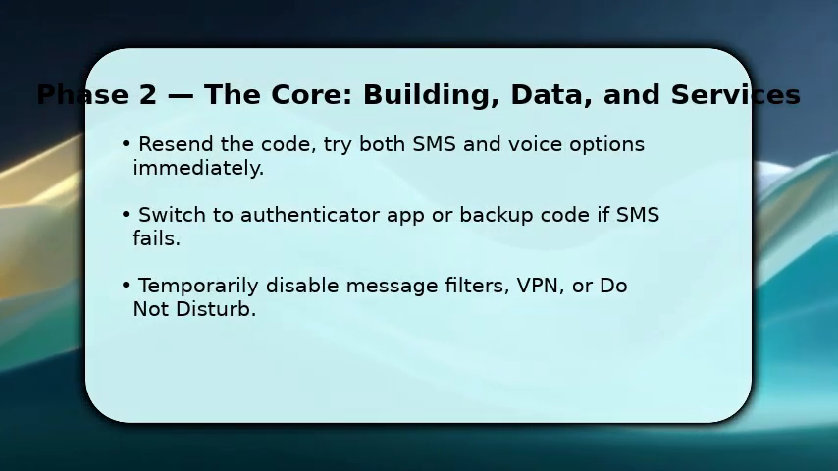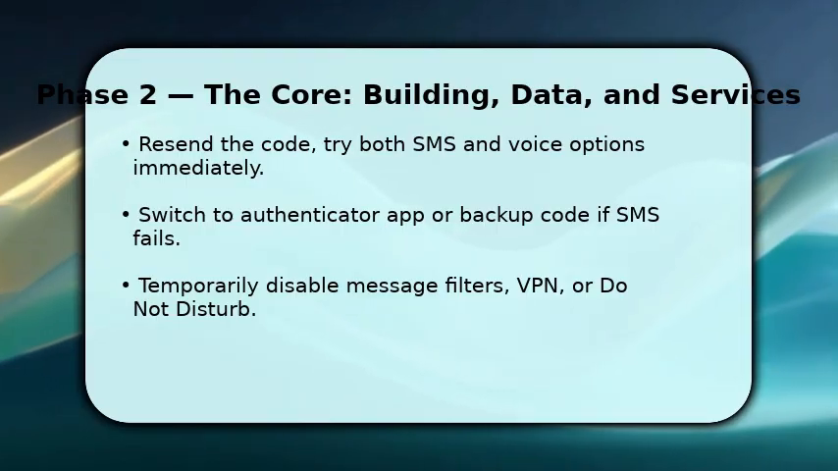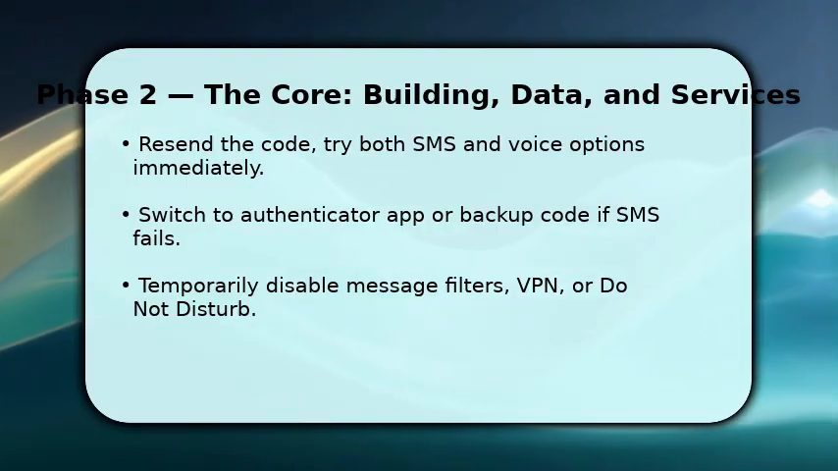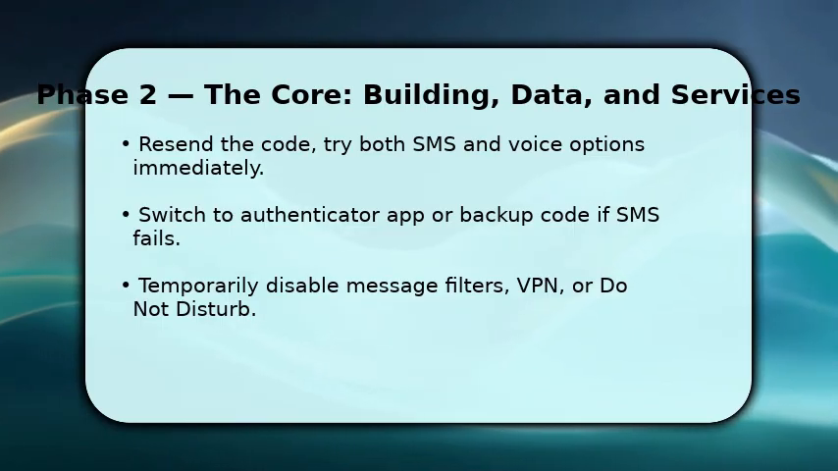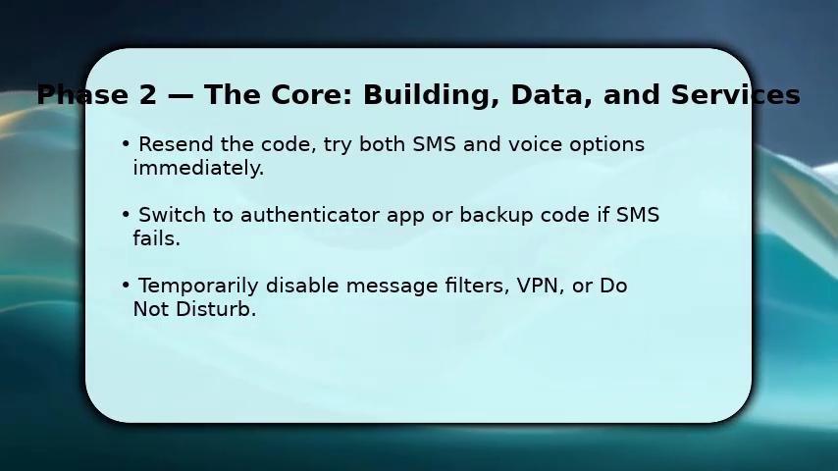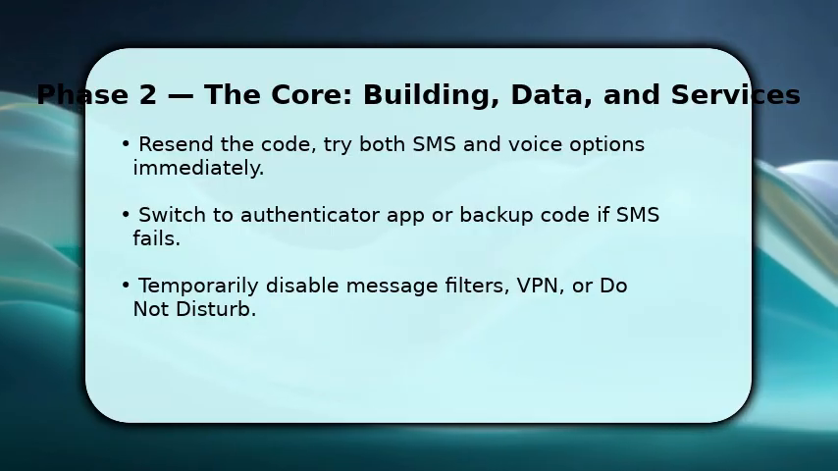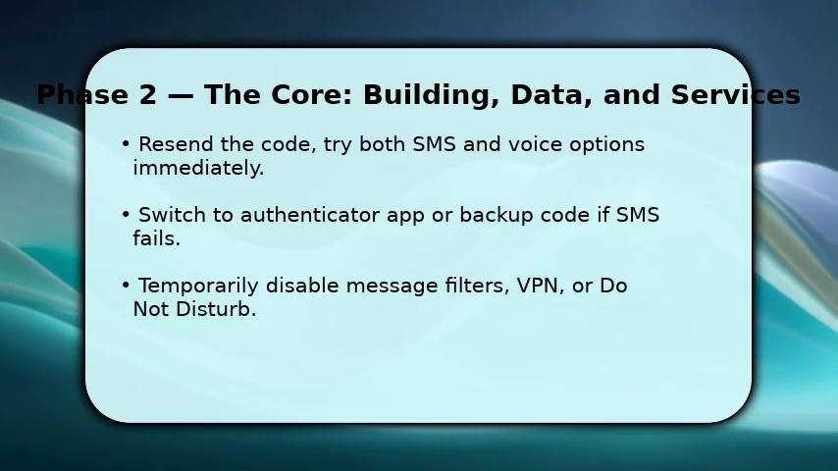Sometimes carriers block SMS. Once done, open your Authenticator app and use the 6-digit code there, or enter one of your backup codes. Those bypass SMS entirely. Make sure you temporarily disable VPNs, message filters, or do not disturb that might block delivery.